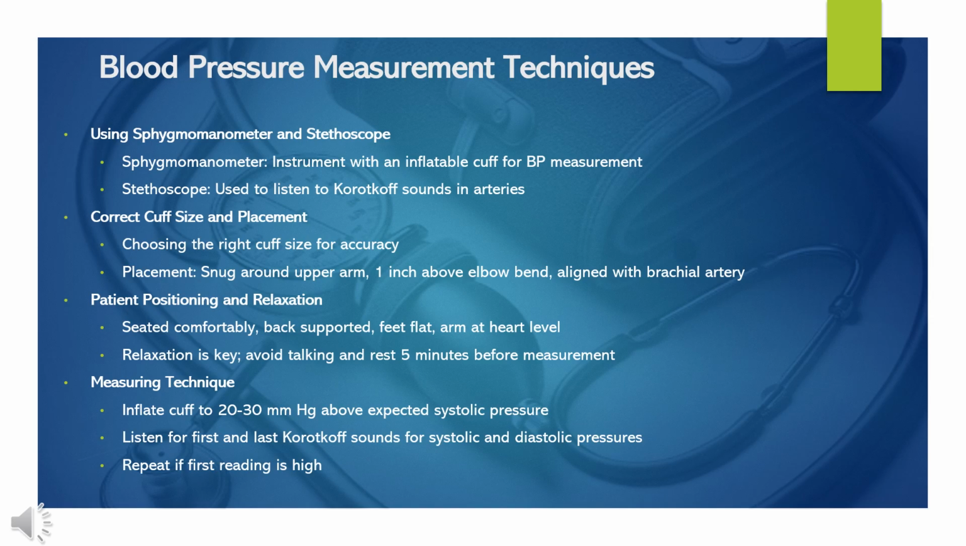A sphygmomanometer is an instrument used for measuring blood pressure, typically consisting of an inflatable cuff and a measuring device. The stethoscope is used to listen to the blood flow sounds, known as Korotkoff sounds, in the arteries. Choosing the correct cuff size is critical. A cuff that's too small can give falsely high readings, while a cuff that's too large can give falsely low readings. The cuff should be placed snugly around the upper arm, with the lower edge about 1 inch above the bend of the elbow. The air tube should line up with the brachial artery on the inner aspect of the arm.